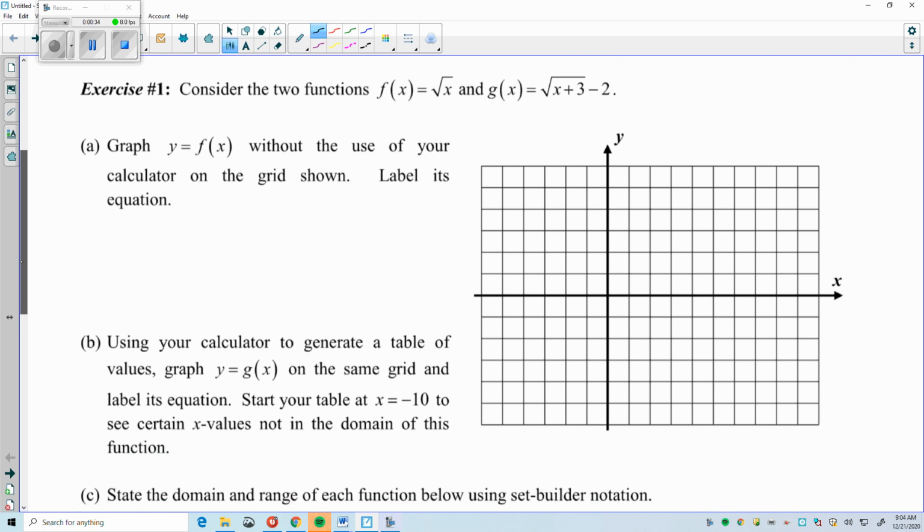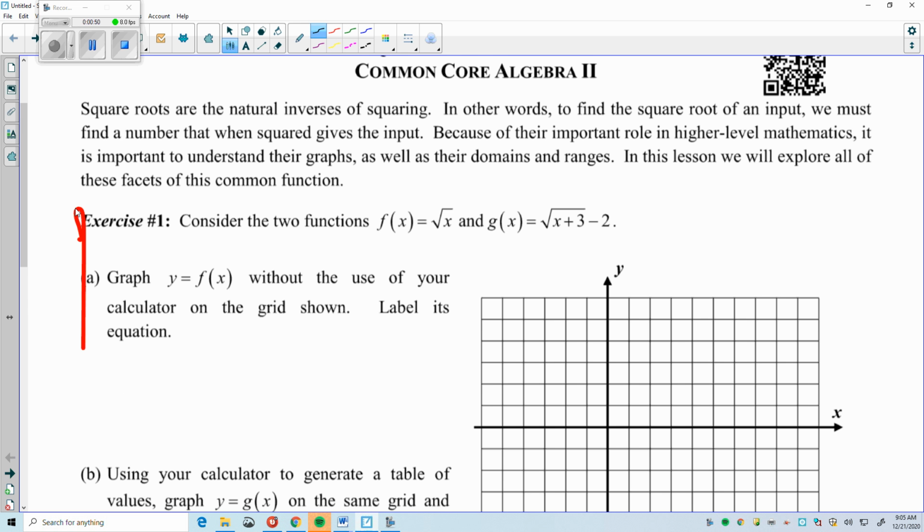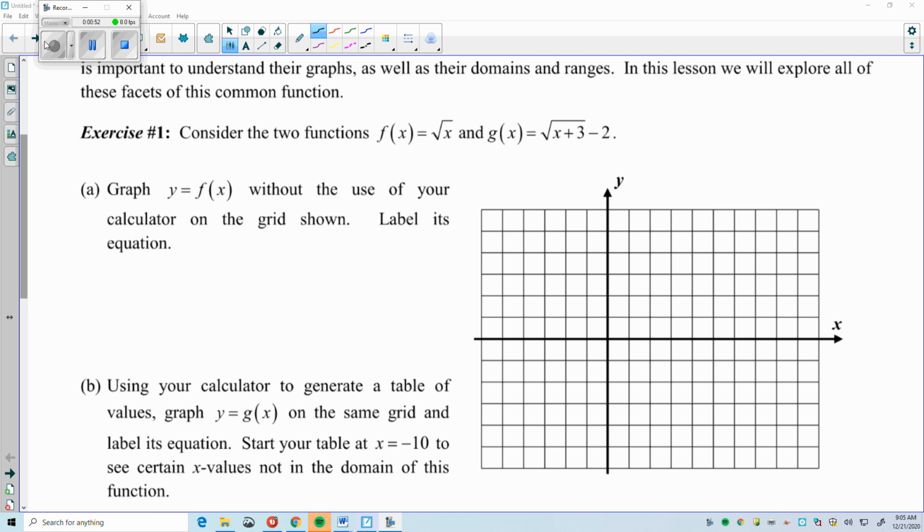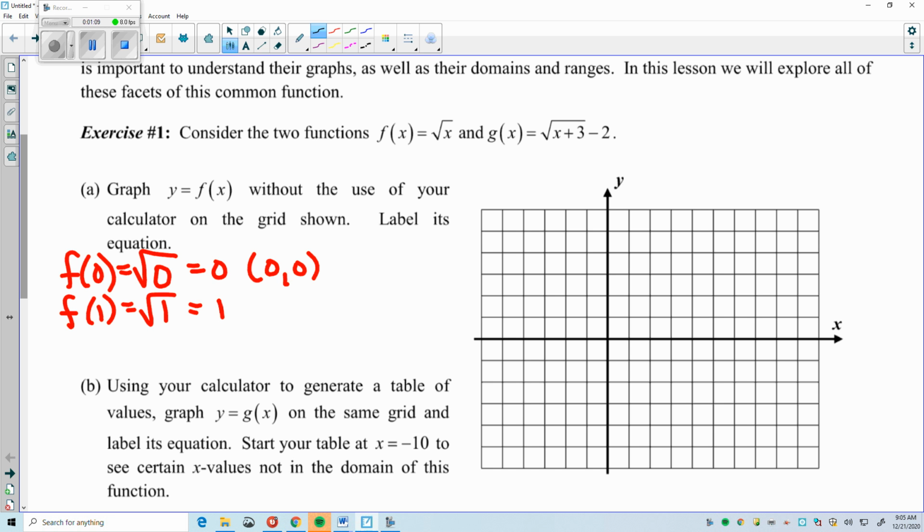Okay, consider the two functions, square root of x, and then we have the square root of x plus 3 minus 2. So without the use of our calculator, we are going to graph the function, the square root of x. So maybe an easy way to think about this is if we were to just think about f of 0. So if I were to do the square root of 0, I know I get 0. So there's a coordinate. If I did f of 1, the square root of 1 gives me 1. So there's another coordinate.